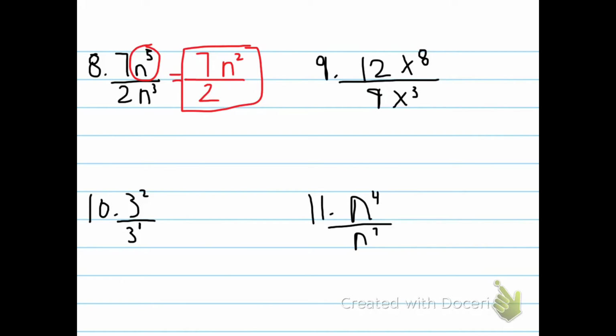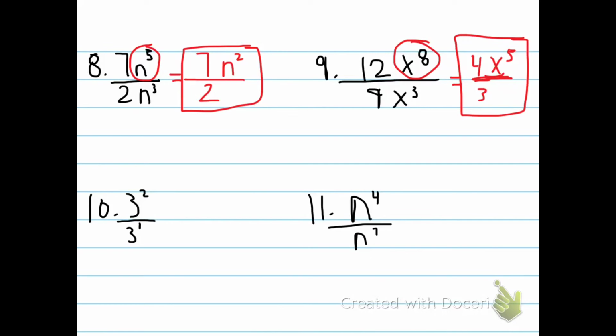For number 9, you can actually simplify it. So 12 over 9 simplifies to 4 over 3. And then 8 minus 3 is 5. And remember, you have to put this on the top since there's more on the top. So it's x to the 5th. So this is your final answer. And sorry about this weird line right here.